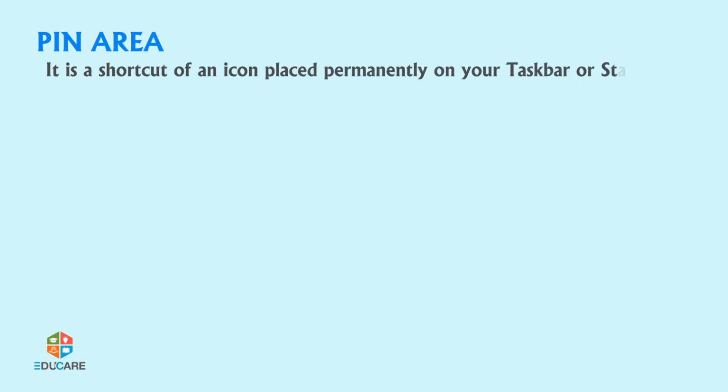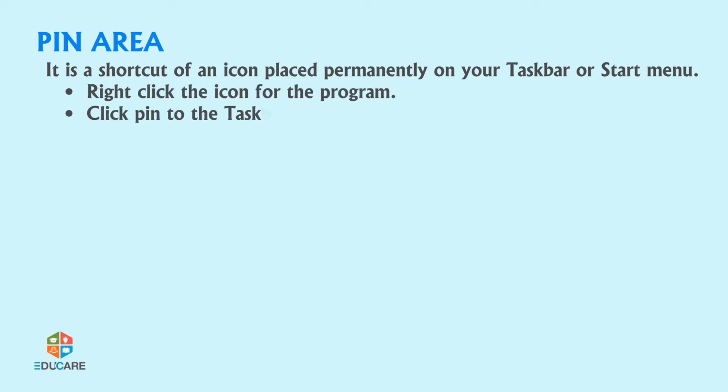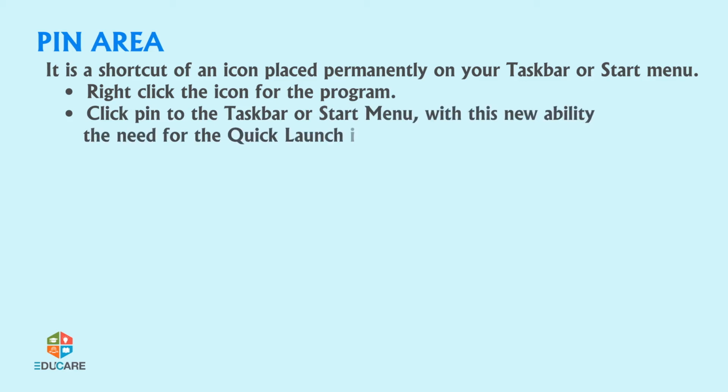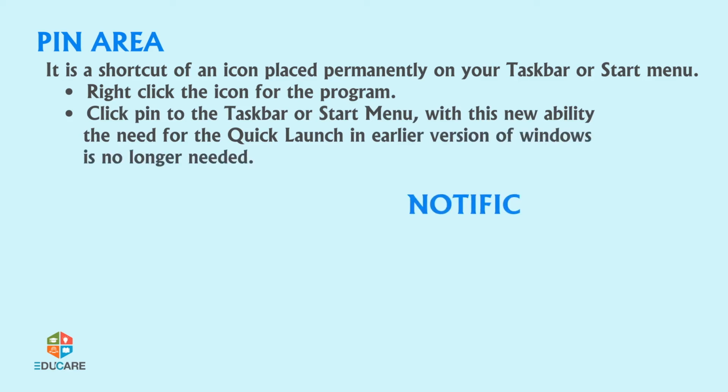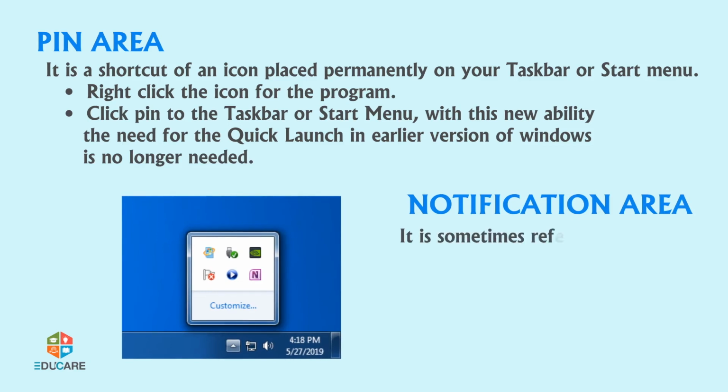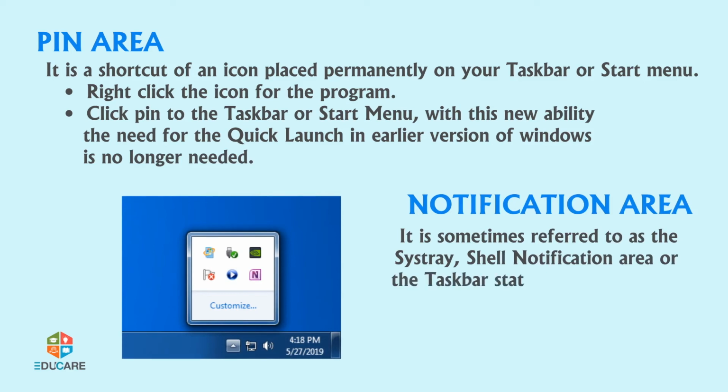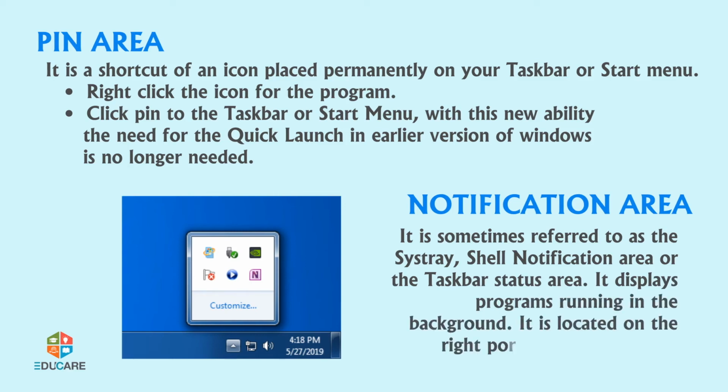Pin area. It is a shortcut of an icon placed permanently on your taskbar or Start menu. Right-click the icon for the program, click Pin to taskbar or Start menu. With this new ability, the need for the quick launch in earlier versions of Windows is no longer needed. Notification area. It is sometimes referred to as the sys tray, shell notification area, or the taskbar status area. It displays programs running in the background. It is located on the right portion of the taskbar.